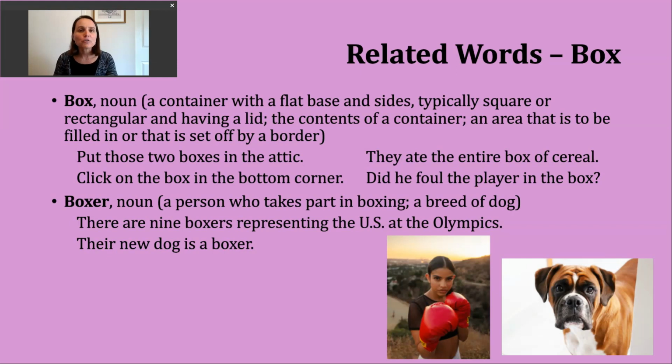Again, many different types or breeds of dogs, and this is just the name that represents one of them. Perhaps you've seen this. Maybe you have a boxer, or perhaps a friend or family member has or likes this breed of dog. I think they're known to be pretty energetic and enthusiastic, high energy animals.